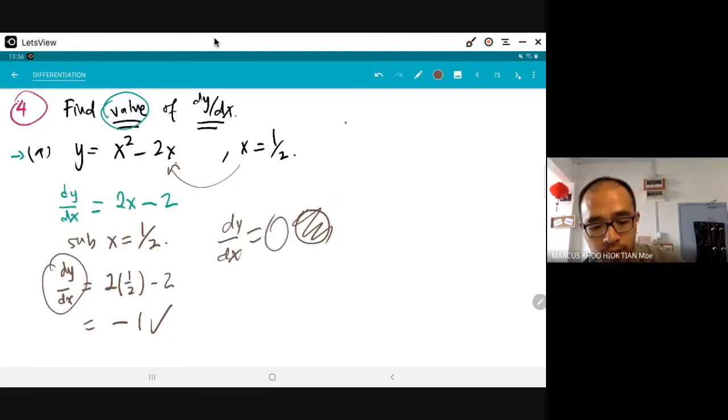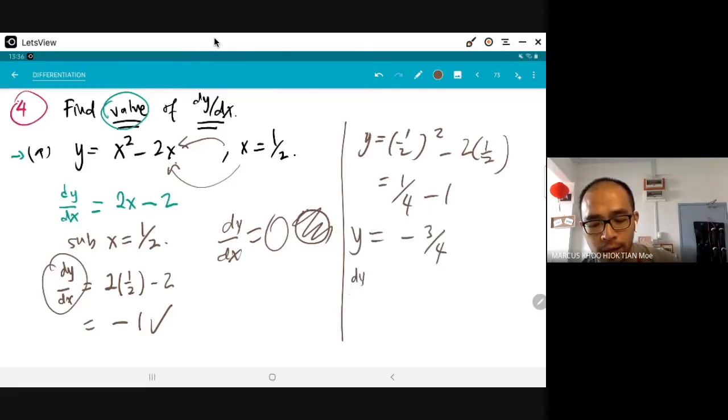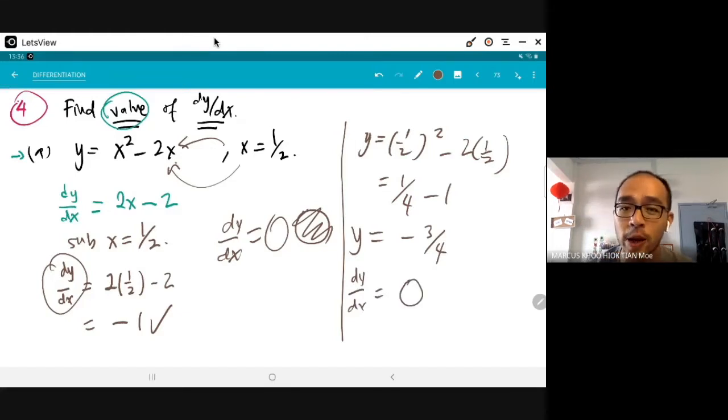You know why? Because, try it. If we sub x first, what will happen? y equals half squared minus 2 times half. This gives us 1 over 4 minus 1, which is negative 3 over 4. So, if y equals negative 3 over 4, dy dx is 0. So every time you sub x first, you will get 0, which is the wrong answer.